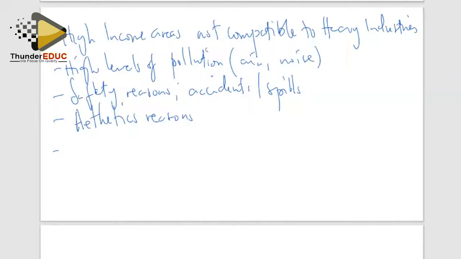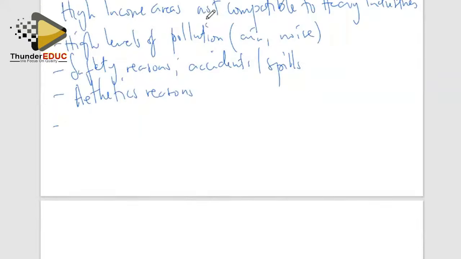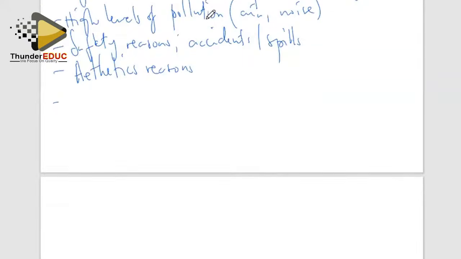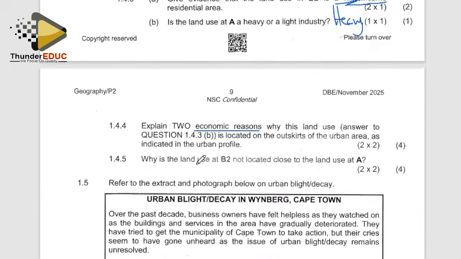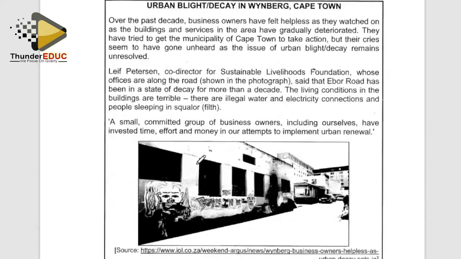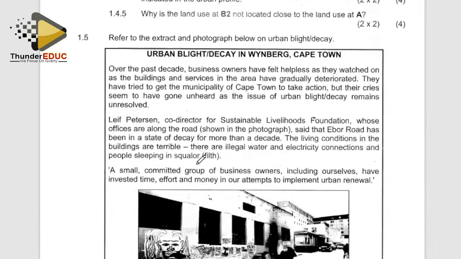Property values are high and hence high income areas cannot locate to areas with lower property values. If an area is close to an industrial area, that is a very risky area, and we cannot expect high property values in such areas. So for the same reasons, high income areas cannot be compatible to heavy manufacturing activities. Right. Then we check the next question. The next question, question number 1.5, is giving us an insight into the problem of urban blight or urban decay in Windhoek, Cape Town.